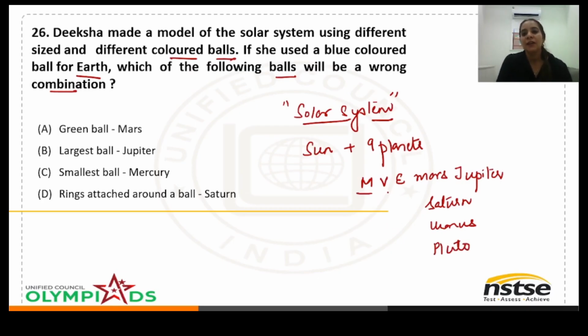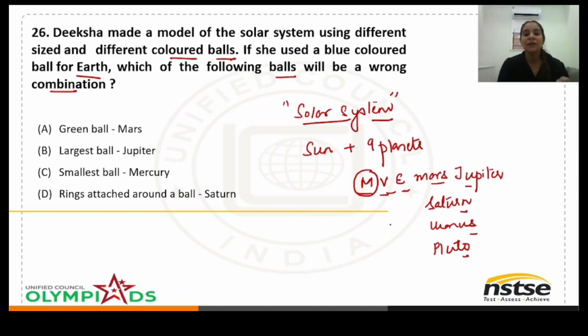Now I have written them in the order as they occur in the solar system. The closest planet to the sun is Mercury. Next to it we have Venus, next to it we have Earth, then Mars, Jupiter, Saturn, Uranus and Pluto. Right, so if I talk about the solar system, these planets have certain special features and characteristics in them.